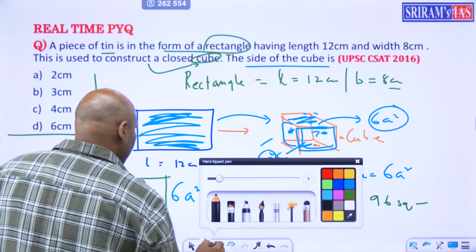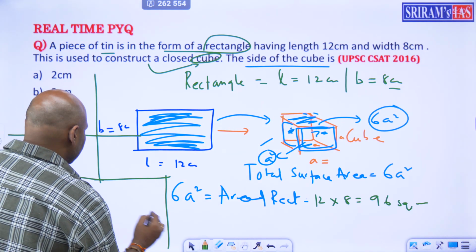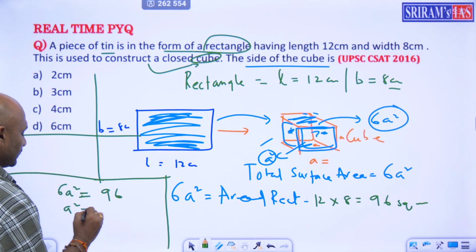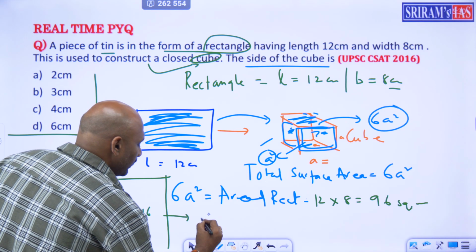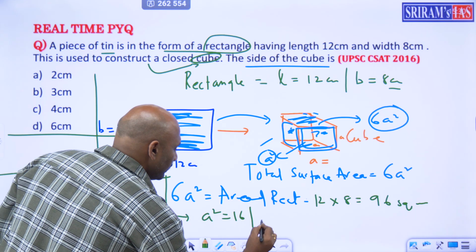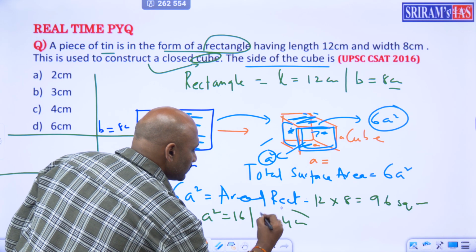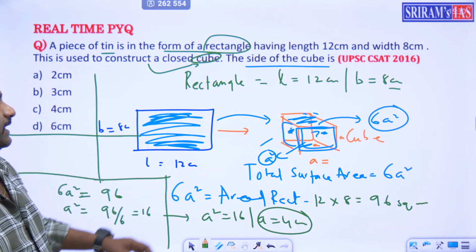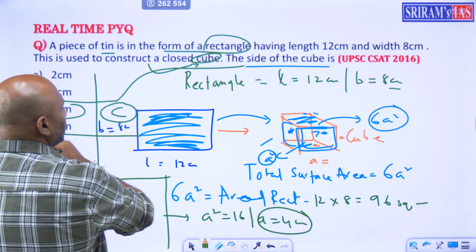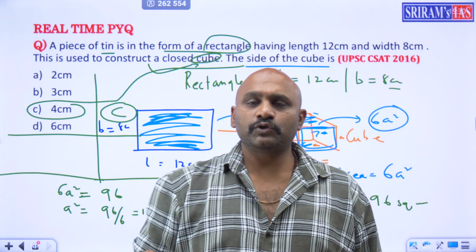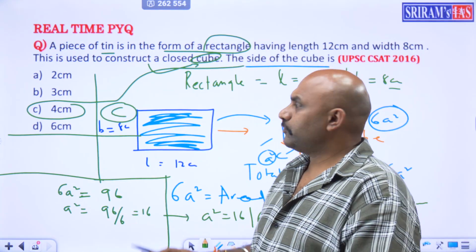So 6a square becomes 96, a square becomes 96 by 6, which is 16. From here, a square equals 16, so a is equal to 4 centimeters. Therefore, the side of the cube is 4 centimeters, option C. That is how you have to solve a simple geometry question.